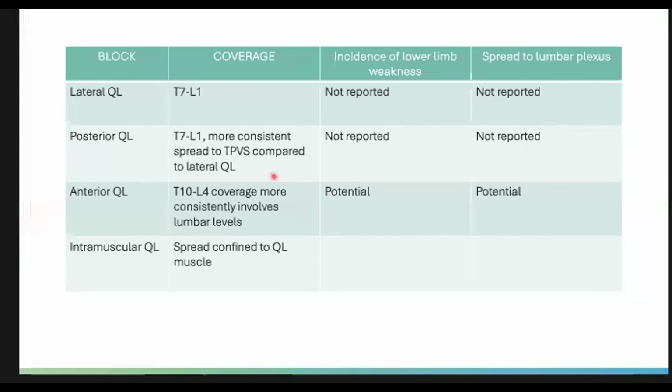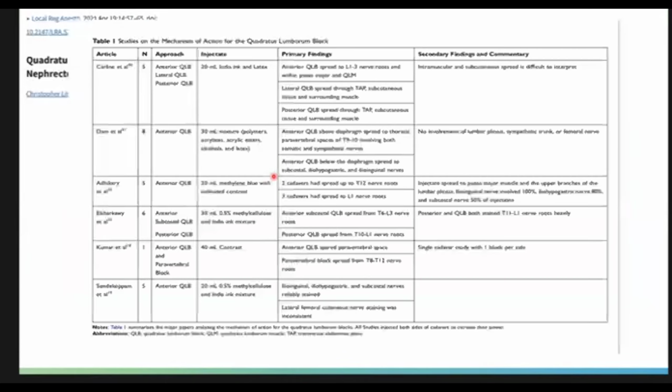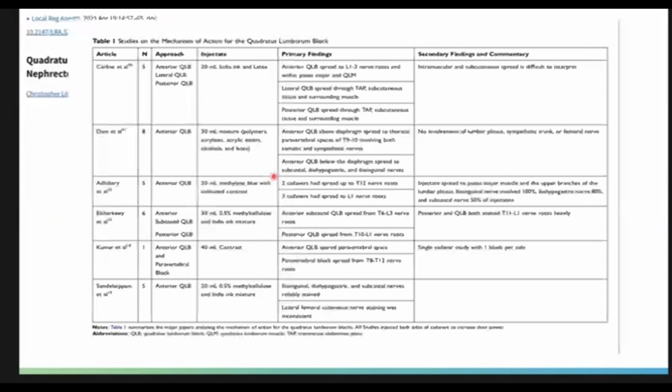Now, this is a tabular representation of the coverage provided by the various blocks. This was a cadaveric study conducted in 2021 by Christopher Little. It shows the various blocks that were performed in the cadavers of varying sample size, and this table shows the anatomical spread of the dye injected to the nerve roots and the fascial planes in the primary findings, and the secondary findings note the consistency, reliability, and staining of the block.